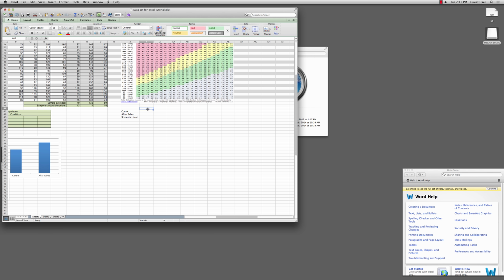Alright, so we want heart rate in beats per minute. We want 3 spaces for that. You'll see why in a minute. For each dependent variable, you want 3 spaces. So you can do a merge and center over those 3.